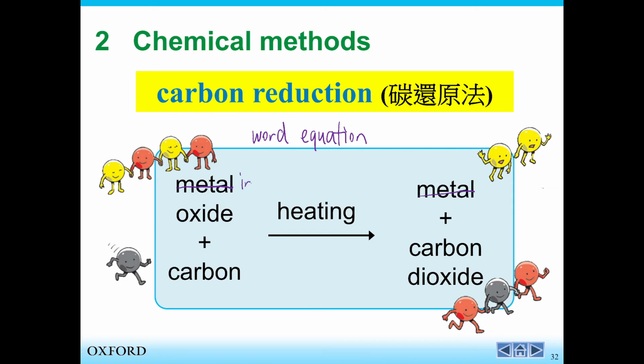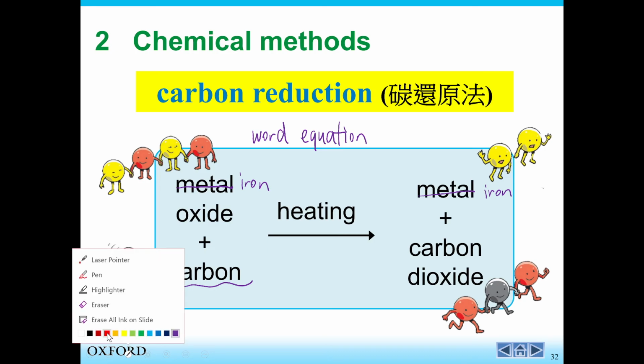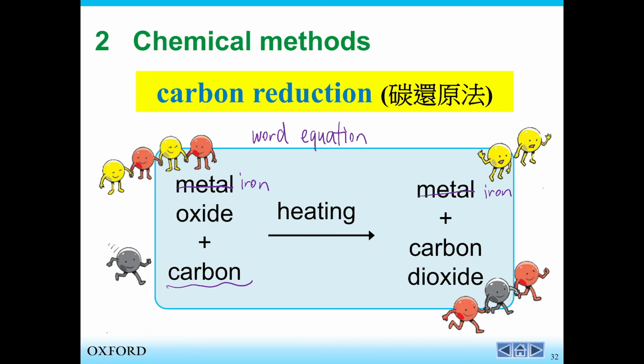For example, iron. I can put iron oxide, it can react with carbon. You heat it up, you would get iron plus carbon dioxide. Or let's take another moderately reactive metal. Let's say I have lead. So I have lead oxide plus carbon. It will form lead metal and carbon dioxide. This is what it means by the metal being extracted. You have the metal formed.